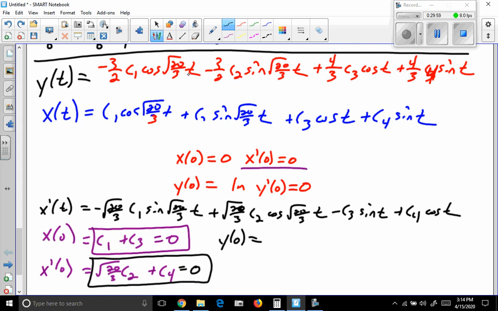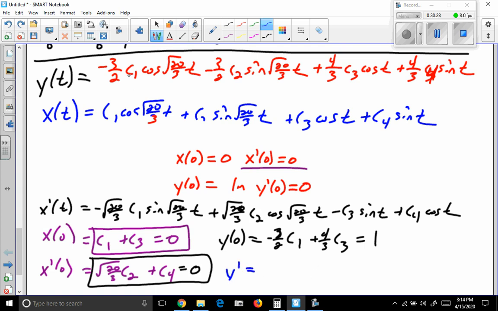Cosine of 0 is 1, so we end up with minus 3 halves C1. Sine of 0 is 0, so that's gone. Cosine of 0 is 1, so we get 4/3 C3. Sine of 0 is 0, so that's gone. And when we put a 0 in for y, that should be 1. Now, we need y prime.